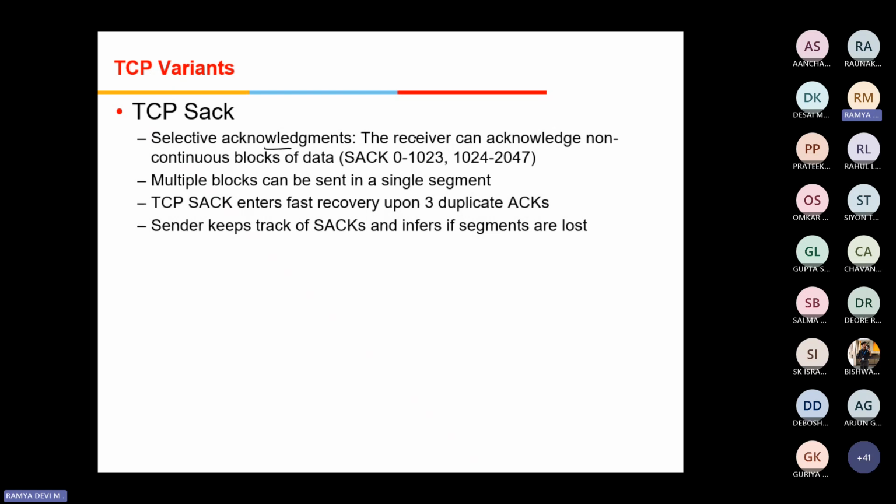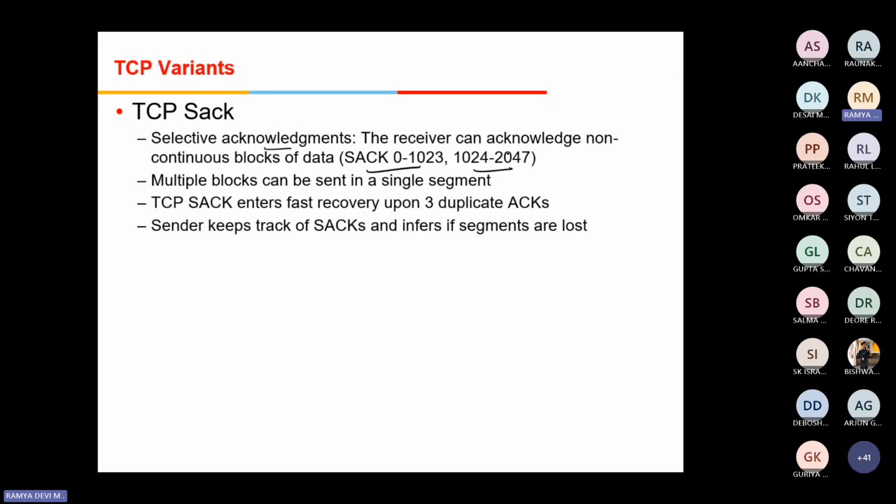For example, it can send acknowledgements like SACK 0 to 1023, and an acknowledgement for the numbers 1024 to 2047, even if some segments in between are missing. This helps the sender identify which segments have been received successfully. Another important point in SACK is that multiple SACK blocks can be included in a single segment, so that the receiver can communicate the status of multiple out-of-order segments without waiting for cumulative acknowledgement.